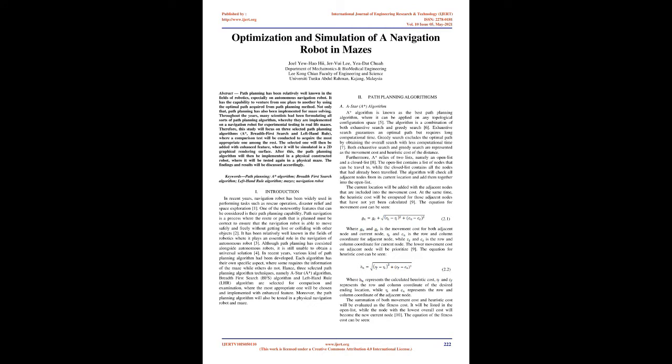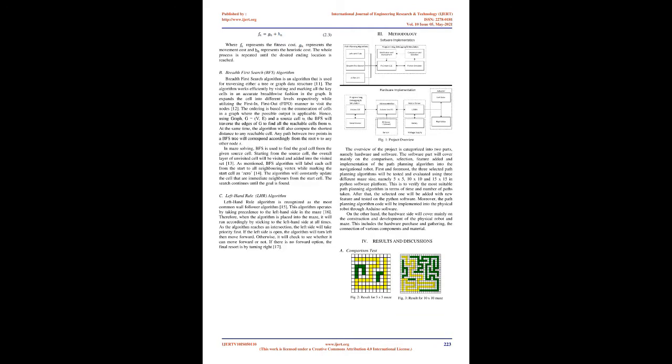It has been relatively well known in the fields of robotics, where it plays an essential role in the navigation of autonomous robots 3. Although path planning has coexisted alongside autonomous robots, it is still unable to obtain a universal solution. In recent years, various kinds of path planning algorithms have been developed. Each algorithm has its own specific aspects, where some require information of the maze while others do not.